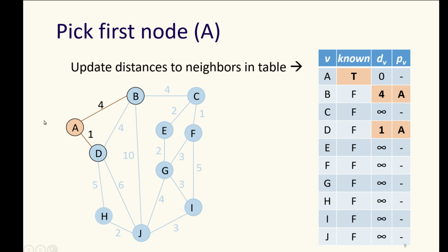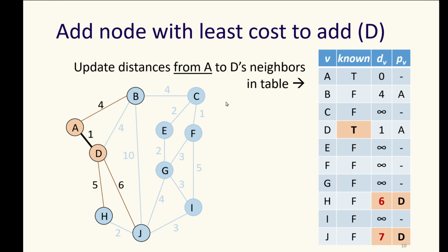We see that it has edges to D and B, and we record those as the distance for B and the distance for D, and what their parent vertex is, which is A in this case. They're directly connected to A. Then we pick the minimum of those, and we see that D was the minimum because it had an edge cost of 1. And we see that it's connected to H and J.